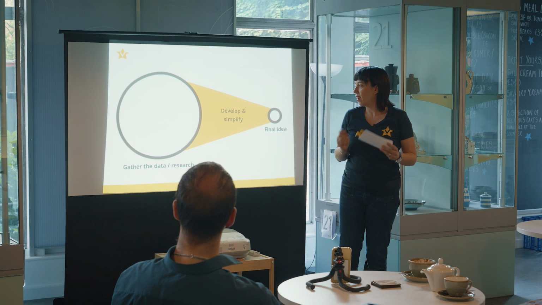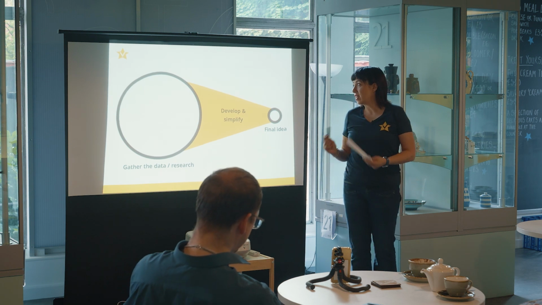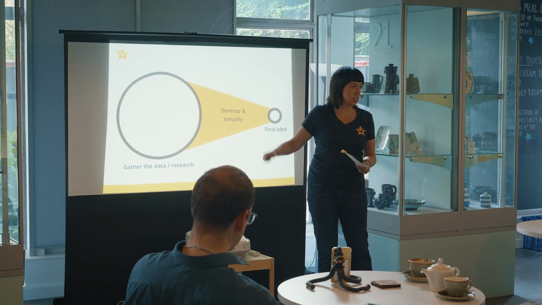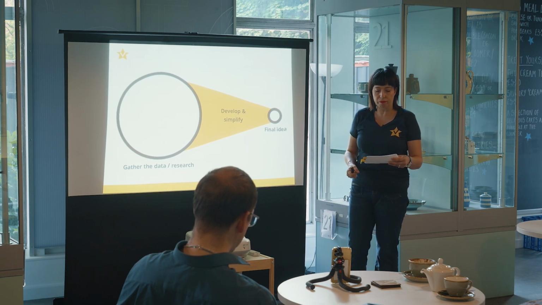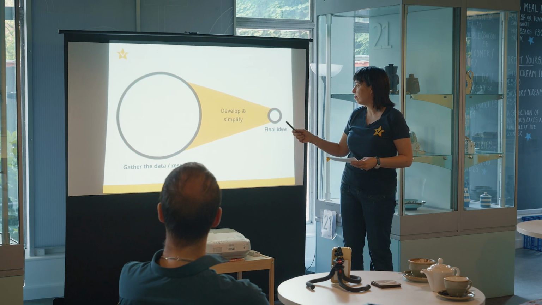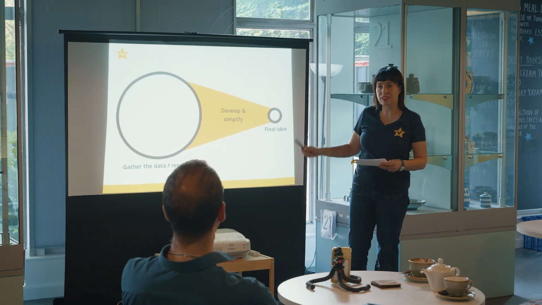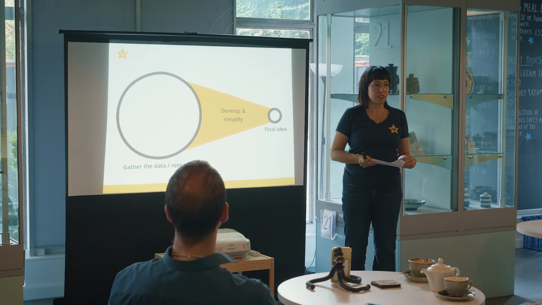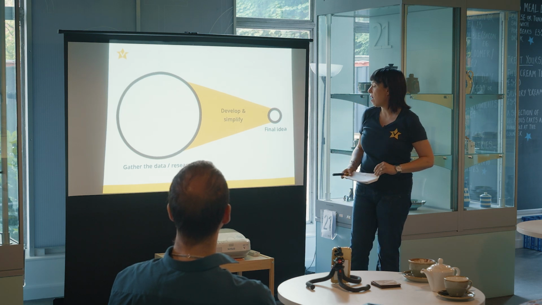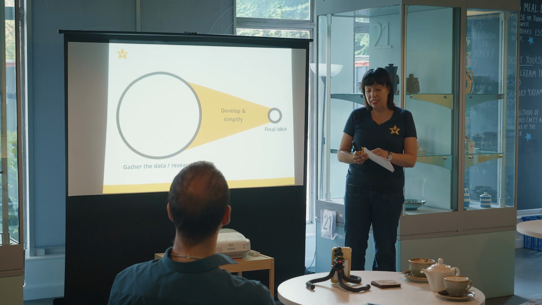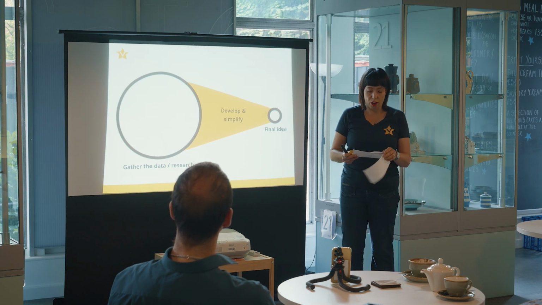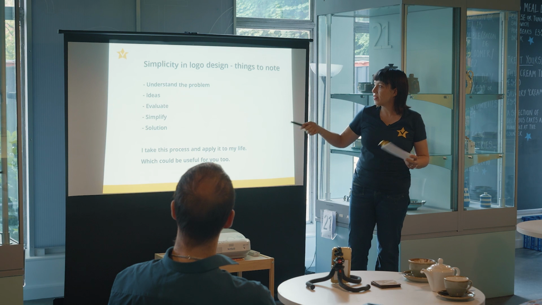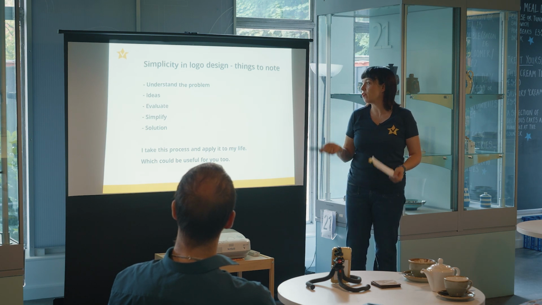So how do we get to simplicity in design in particular? We spend a lot of time gathering data, doing research, and really looking at the problem. We evaluate the problem, and then we develop our ideas, come up with the ideas, and we develop them, and then we simplify and then we have a solution. So it's quite simple. It's four steps, really. A simple way to get to simplicity, but there's a lot of work getting there. So understanding the problem, come up with your ideas, evaluate, simplify, solution.